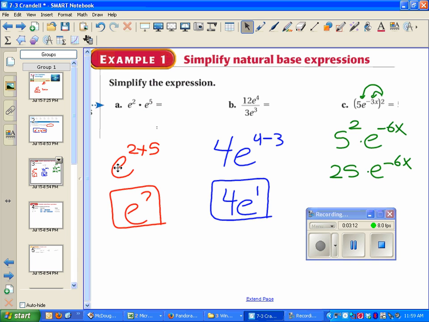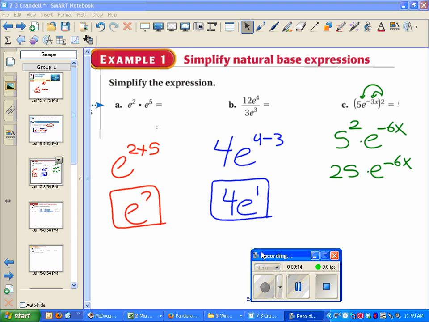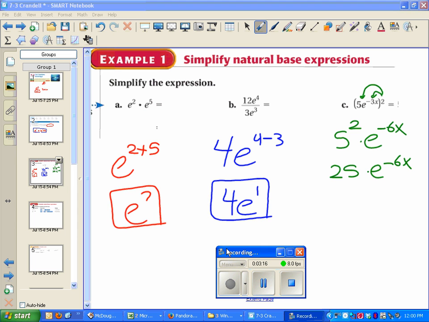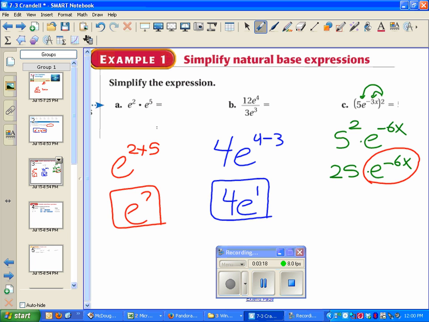And then the e part has a negative exponent, so we are going to bring this downstairs. So our final answer is going to be 25 over e to the positive 6x. So if you got all the way down there, all by your lonesome, awesome job.